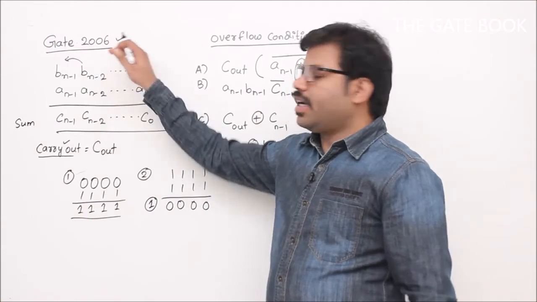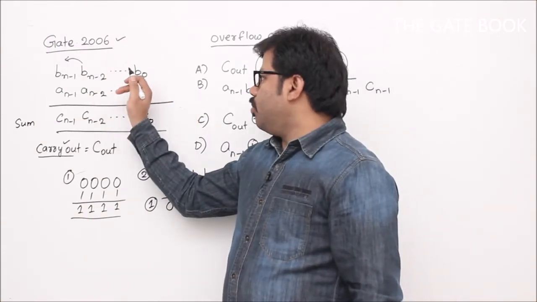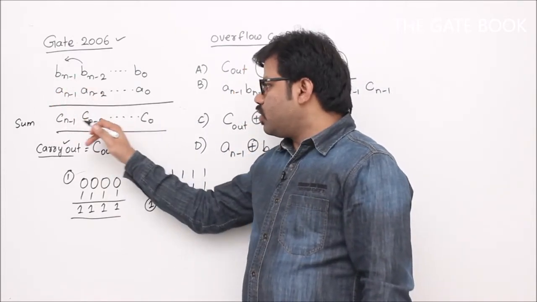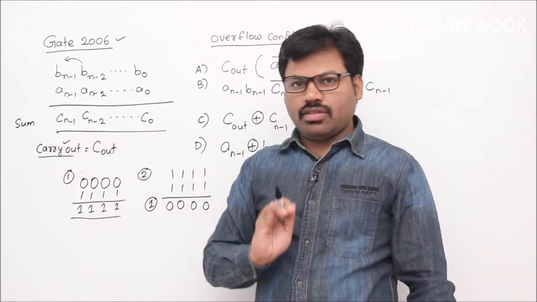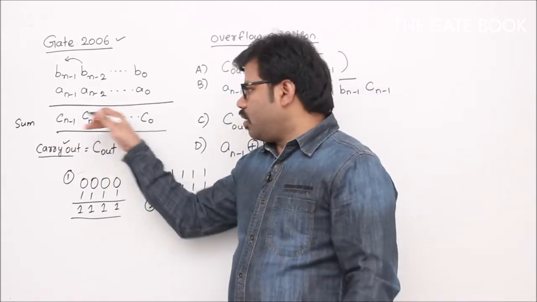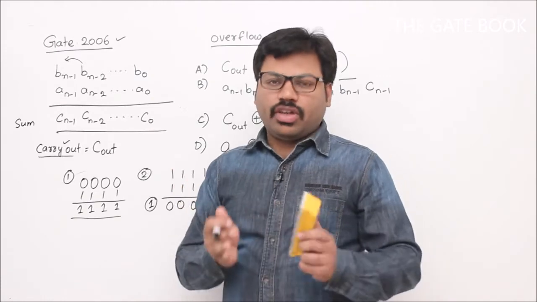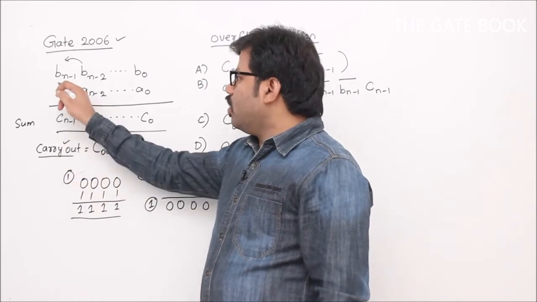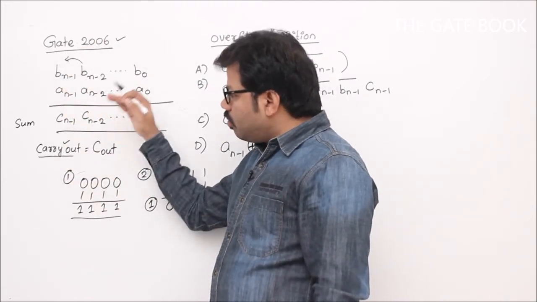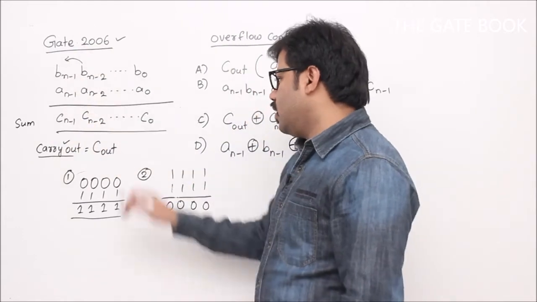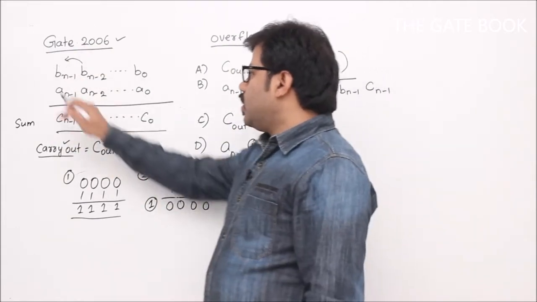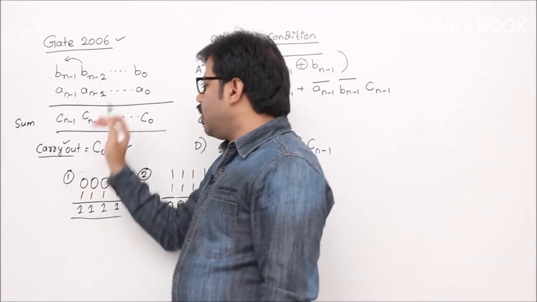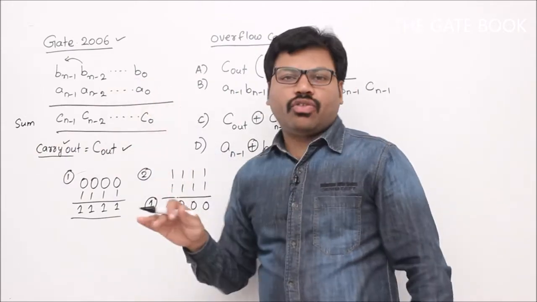See this question which was asked in the GATE 2006 paper. They have given two n-bit numbers, b0 to bn minus 1, a0 to an minus 1. But don't get confused: c0, c1, and so on up to cn minus 1 are sum bits, not carry bits. Generally in our discussion we use these variables for carry bits, so you should be able to differentiate these two. So sum bits are this, and one more thing is given, carry out. What is carry out? It is the carry which comes out from the most significant digits. So when you add these two bits and the carry in, you get carry out. Given only these parameters, we have to find the overflow condition.